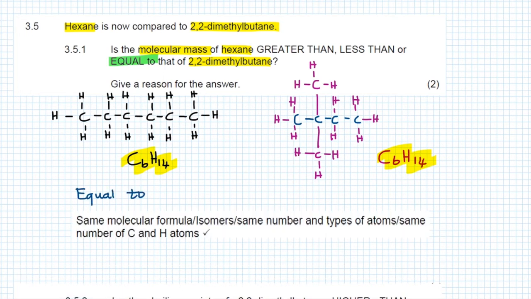As a reason, we can say that they have the same molecular formula, or we can say they're isomers, or we can say they have the same number and types of atoms, or we can say they have the same number of carbon and hydrogen atoms. You're going to obtain 1 mark for writing down the word equal to, and 1 mark for writing down one of the options as a reason.